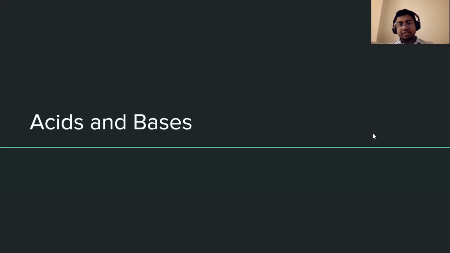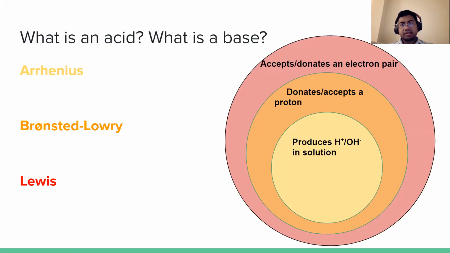So acids and bases, the basics. Historically, there are three well-known classifications of acids and bases. The first one was developed. Oh, by the way, the slides will be available for anyone who wants them after this session, so don't worry about writing every single word down.